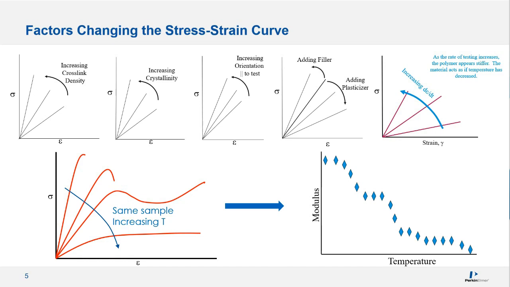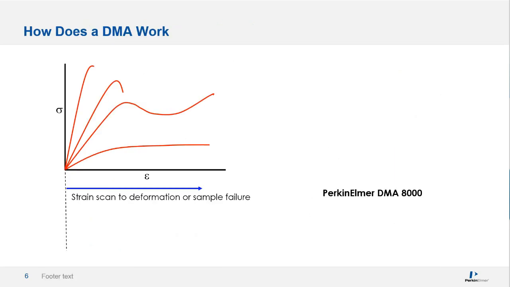Lastly, we already know the temperature is a big factor, but if you have to construct a temperature-dependent modulus with a classic mechanical tester, you have to run the sample at a series of temperatures and plot them out point by point. Now we are moving on to DMA, which eliminates this hassle of time-consuming procedure.